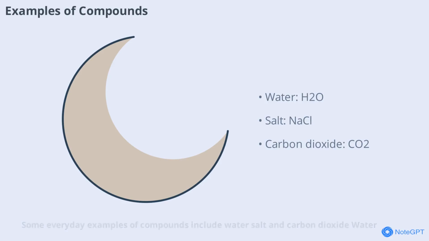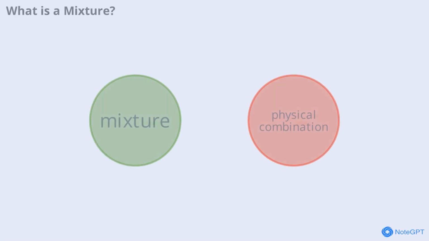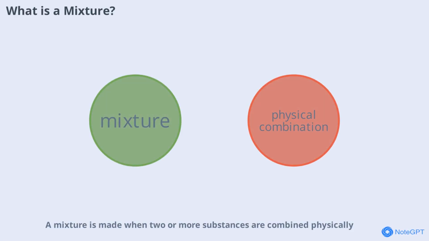Some everyday examples of compounds include water, salt, and carbon dioxide. Water, as we mentioned, is made from hydrogen and oxygen. Table salt is a compound of sodium and chlorine. Carbon dioxide, which we breathe out, is made from carbon and oxygen. Each of these compounds has properties very different from the elements that form them, showing how chemical combinations can create entirely new substances.